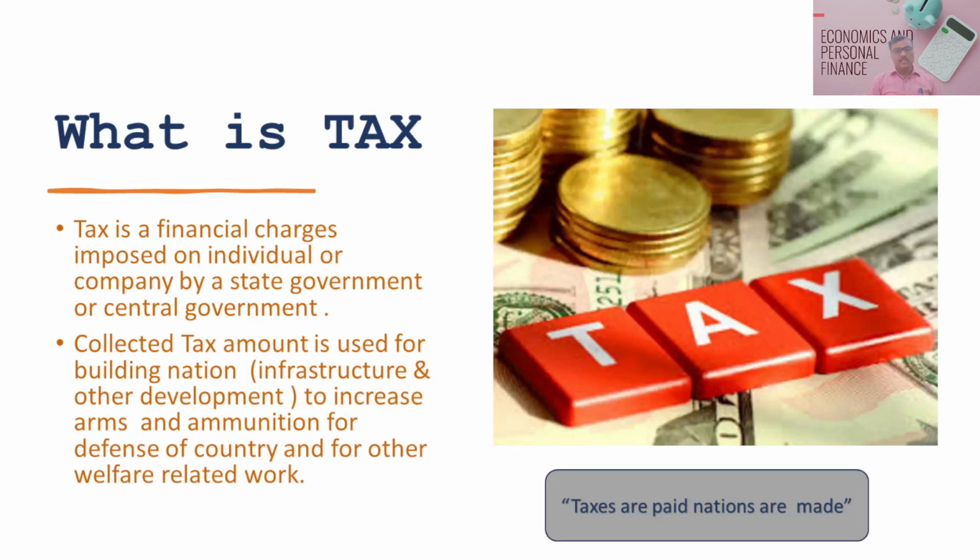So tax is essentially a financial charge imposed either by state government or central government, or by both, on individuals or companies. The money collected through taxes serves various purposes, such as building the nation's infrastructure, supporting development projects, allocating resources for defense, including arms and ammunition to safeguard the country, and also funding other welfare related initiatives. It's a way for government to generate revenue to meet these important needs. So all money of the government comes from taxes.